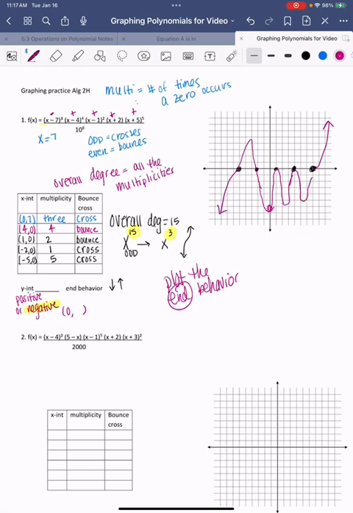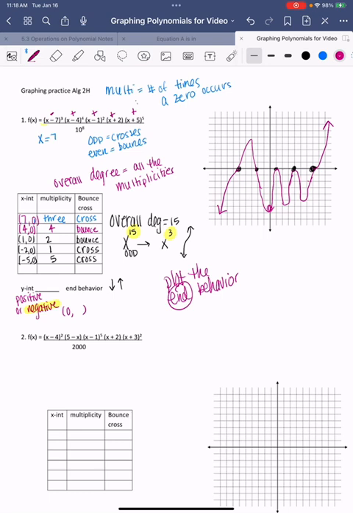Now, here's the deal. At 7, 0, I'm supposed to cross. Well, guess what? That matches, and I realized I just wrote that down wrong. This is supposed to be 7, 0, not 0, 7. At 7, 0, it says I should cross. Well, guess what? That matches my end behavior. And that is a very bad-looking graph of this polynomial.